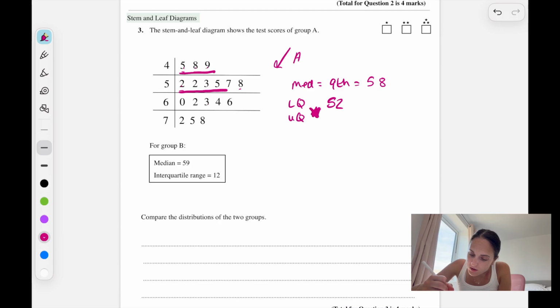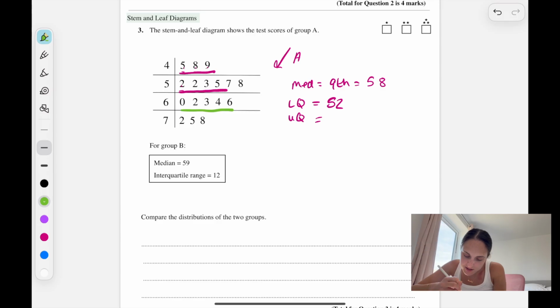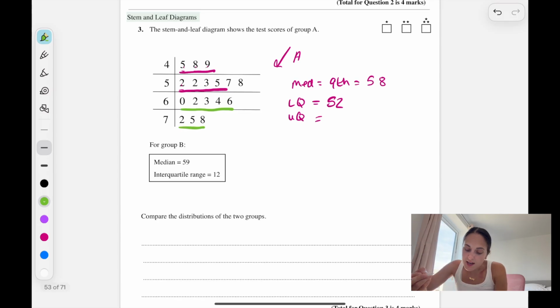And then the upper quartile is going to be the median of the numbers after the median. So we have another 8 numbers. So it's going to be between the 4th and the 5th one. So it's going to be the number between 64 and 66. So it's going to be 65. So the upper quartile for this is going to be 65.